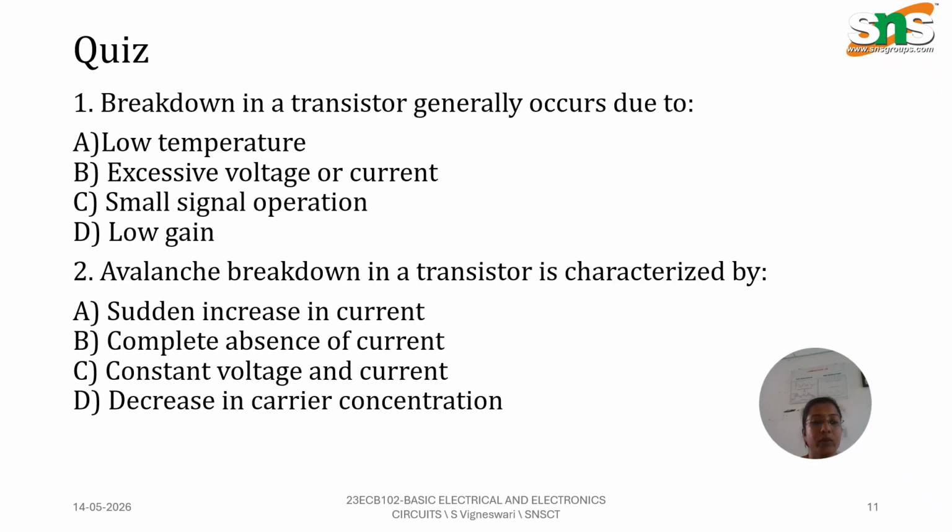A quick quiz over here. Breakdown in a transistor generally occurs due to excessive voltage or current. Avalanche breakdown is characterized by a sudden increase in current.